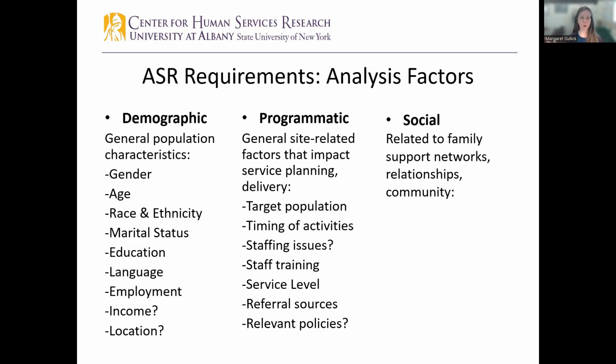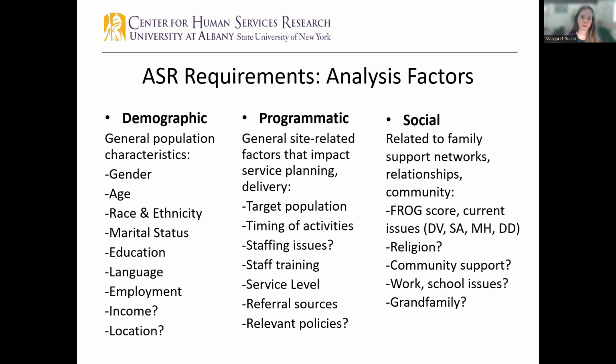So think for a second about what a social factor could be at your program. So social factors might be your FROG score or your current issues, PC1 current issues. So things like domestic or intimate partner violence, substance use, mental health difficulties, developmental disabilities. Religion, again, might be a social factor that relates to a family support network or community.